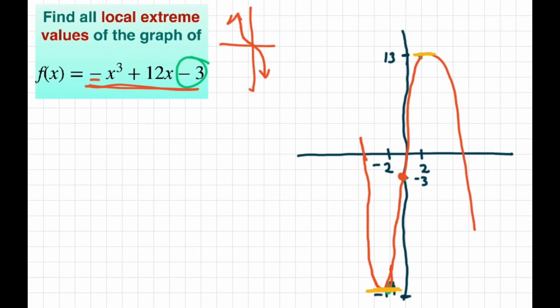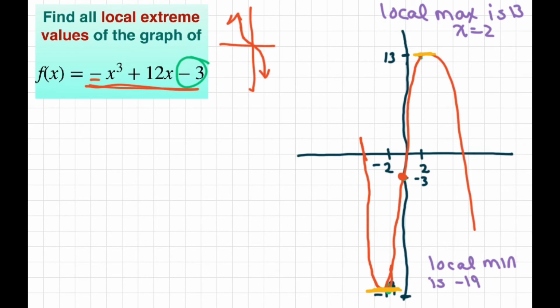So we could say that your local max occurs at 13. So local max, you'd say, is 13, and that's at x equals 2. Your local min is negative 19 at x equals negative 2. Put it here. So right there. But this is your local minimum.